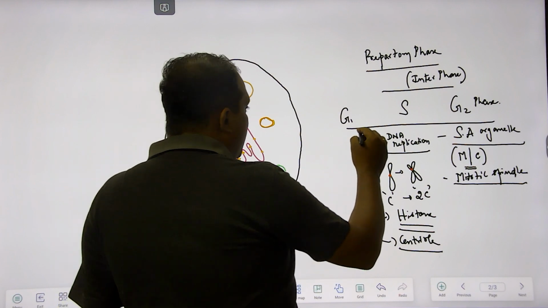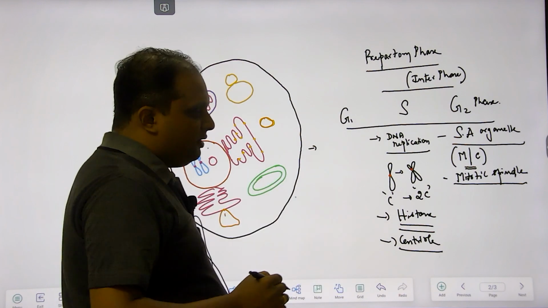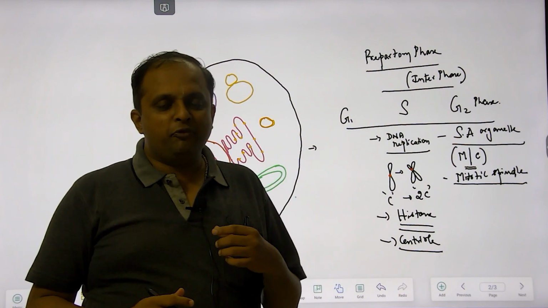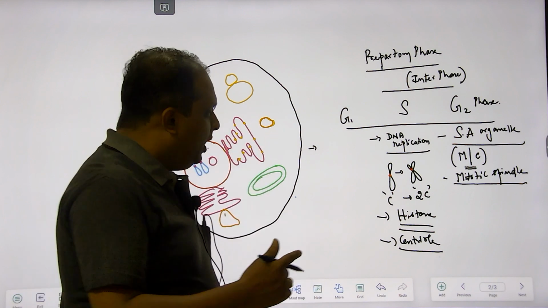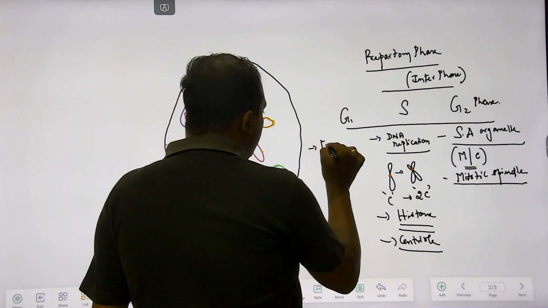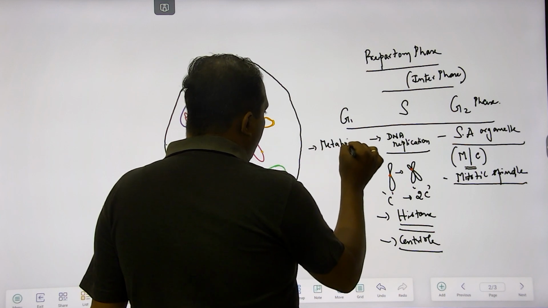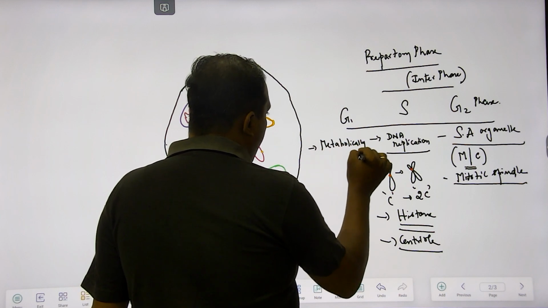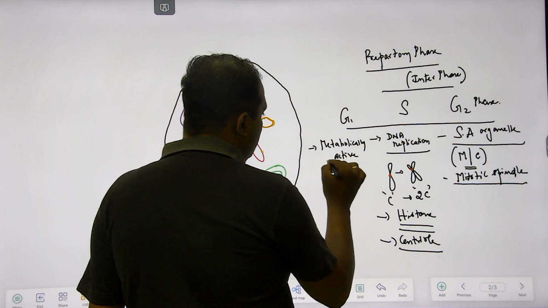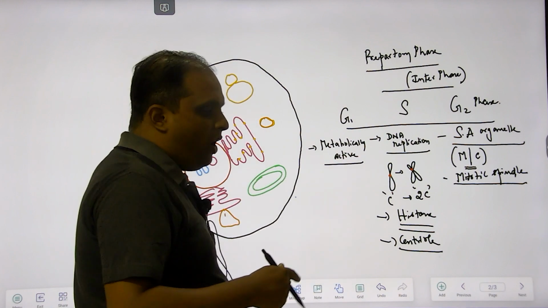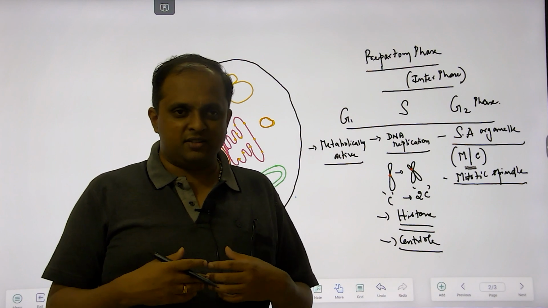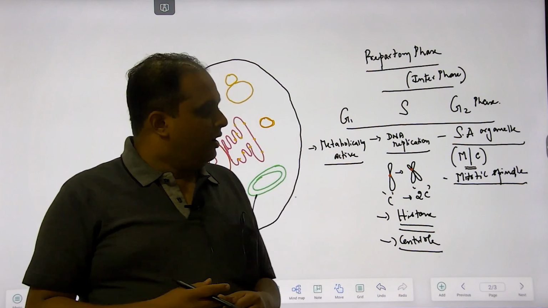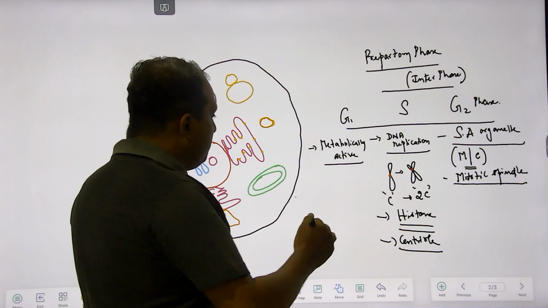Friends, coming to the G1 phase, nowadays G1, that is the gap 1 phase, is referred to as the growth 1 phase because the cell actually grows. It is the phase where the cell is metabolically active. What do you mean by the term metabolically active? All the metabolic reactions happen, protein synthesis happens, carbohydrate synthesis happens, the cell grows in size. Okay, and this is one point.